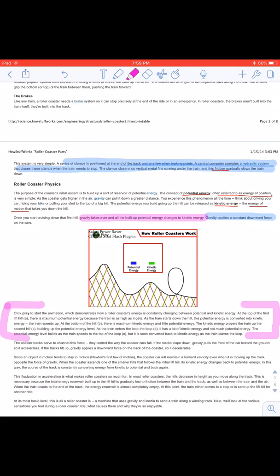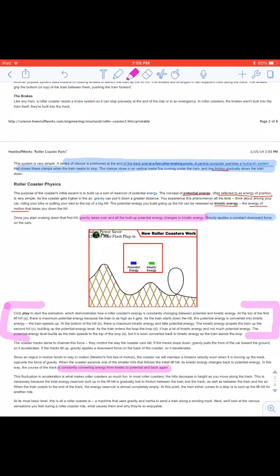When the coaster ascends one of the smaller hills that follows the initial lift hill, its kinetic energy changes back to potential energy. In this way, the course of the track is constantly converting energy from kinetic to potential and back again. So it looks like this constantly converting energy is again about that energy transfer. So I want to mark up constantly converting energy from kinetic to potential and back again.